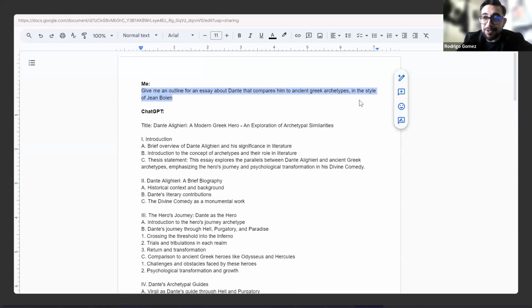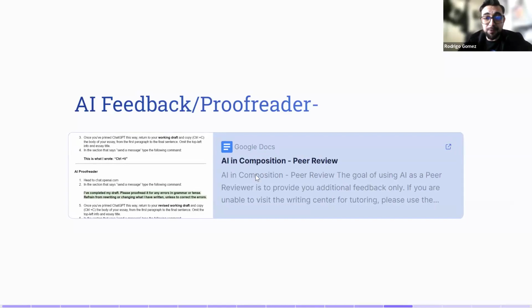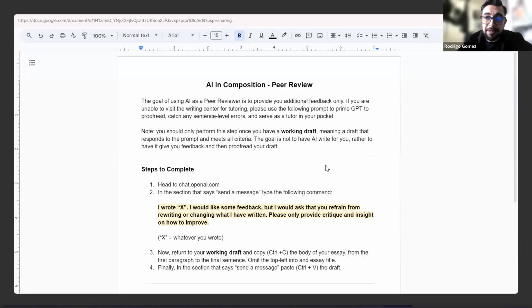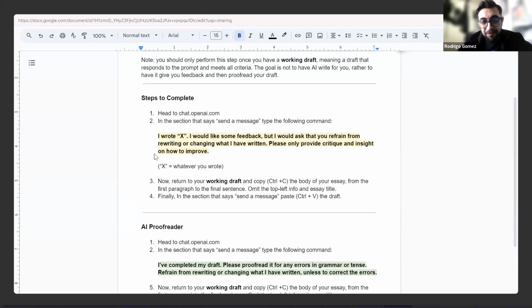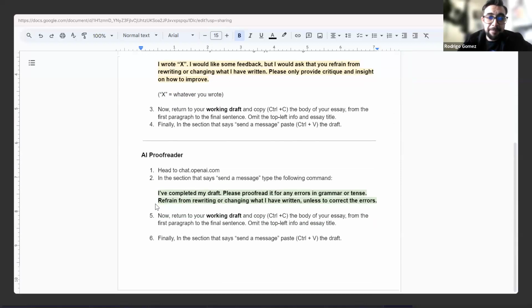So I shared these with students and I share them here with you so you can see what types of results you can get from prompting. Aside from that, here is the feedback proofreader priming example. So you would follow this model to get some feedback in peer review, and you would follow this one down here to get final feedback on proofreading.